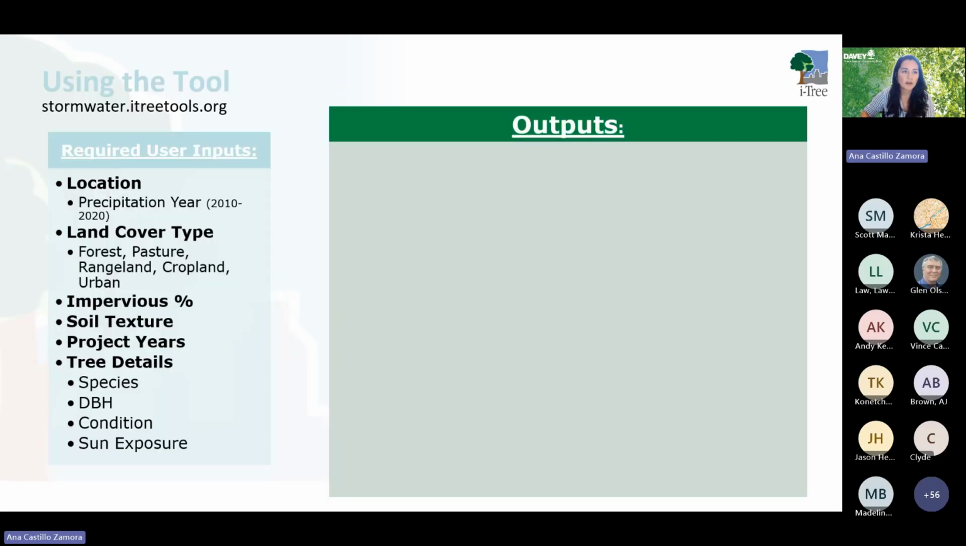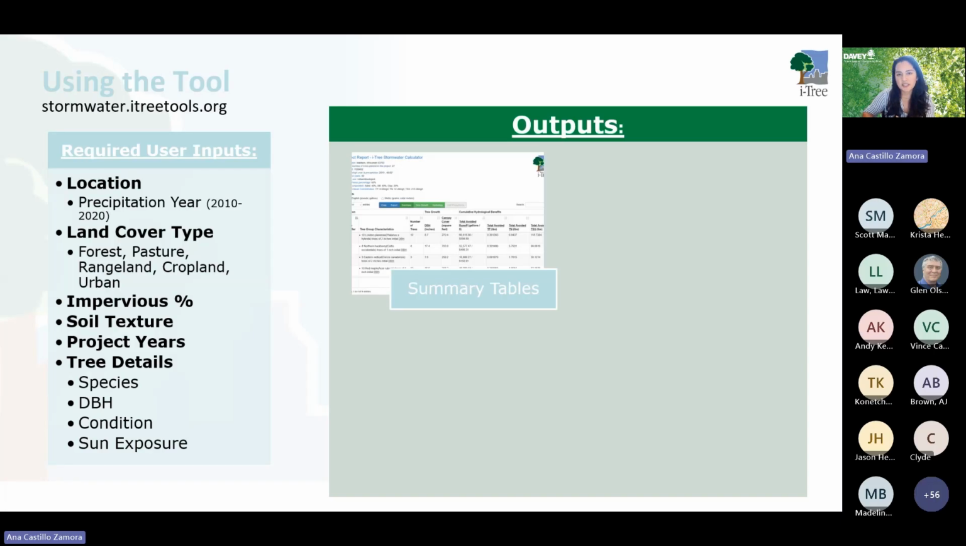And for the input, one thing that is really unique or cool about this is that you'll be able to select your precipitation year. So unlike My Tree or our other tools, you can actually compare different years. So you might be looking at a very dry year versus a wet year, or an average year, and you can make those comparisons and select what type of land cover type is dominant in the area where those trees are, which will affect the hydrology, as well as the percent of impervious surface and the soil texture, and the basic information about the trees, and change the projection years.